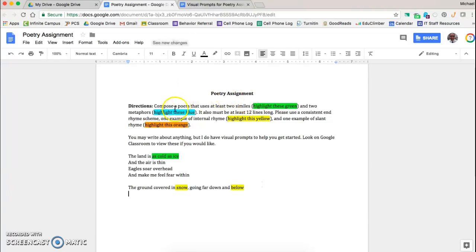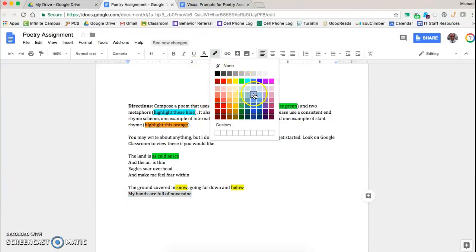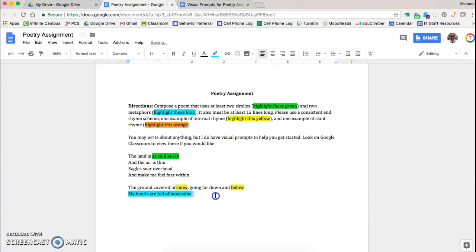And now, since I haven't used any metaphors yet, maybe I should do that. So, my hands are, I want to say that they're going numb, so I would have to think through what actually would represent numbness. So my hands are full of Novocaine. Okay, so that would be my metaphor. Highlight the whole line if I wanted. Okay. And now I shouldn't rhyme below in my third line, but I will have to rhyme Novocaine once I get down to the next line.